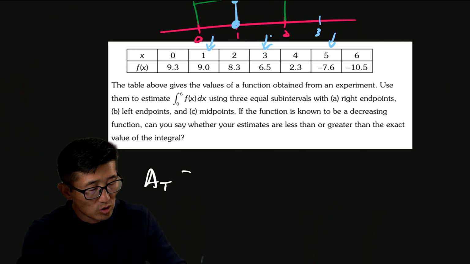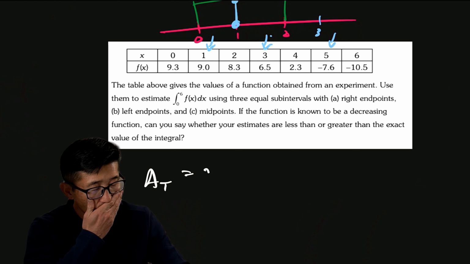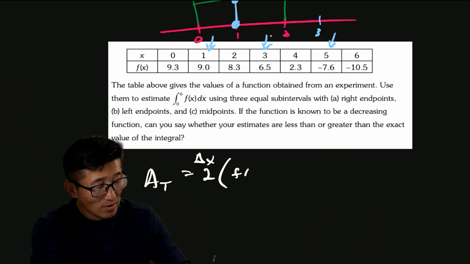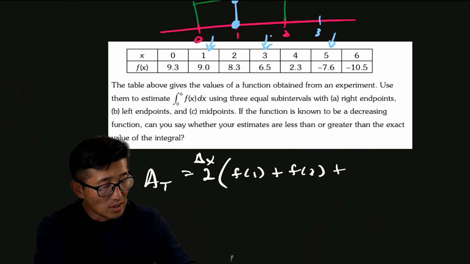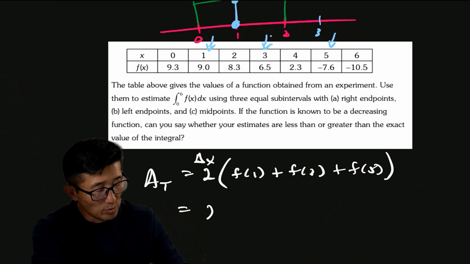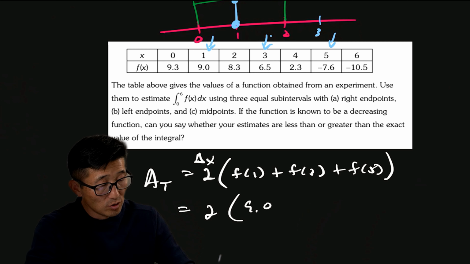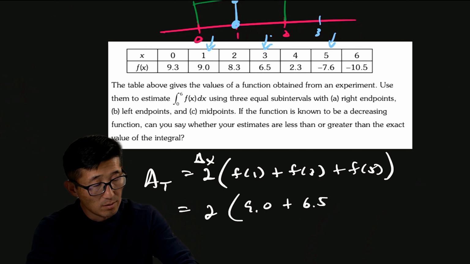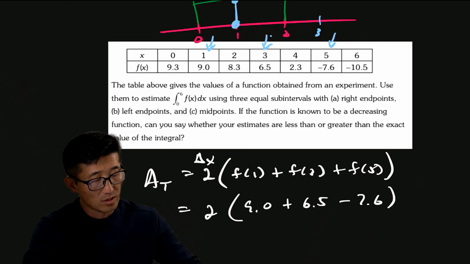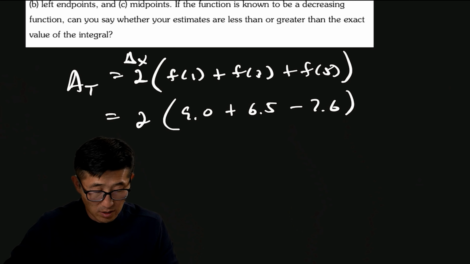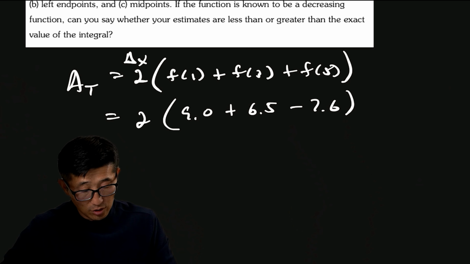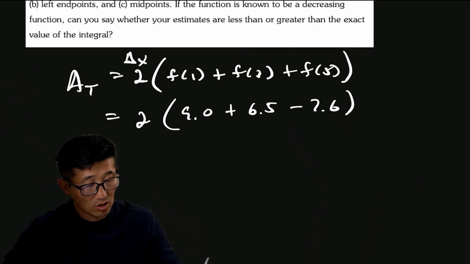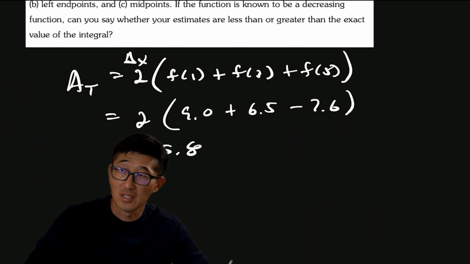So again, area total, just to kind of speed this up. Delta x, which is 2, times f at 1 plus f at 3 plus f at what? F at 5. So it'll be 2 times 9.0 plus 6.5 minus 7.6. Okay, so 2 parentheses 9 plus 6.5 minus 7.6, close parentheses, and enter. We got 15.8 units.